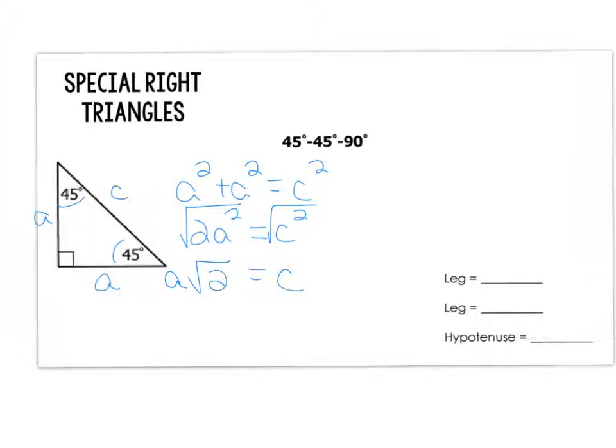So what happens here is if we know that we have a 45-45 right triangle, we know that both the legs are equal. They're both A. They're congruent. And the hypotenuse is whatever A is times the square root of 2. And we're going to use this in order to find sides of 45-45 triangles without using the Pythagorean theorem.